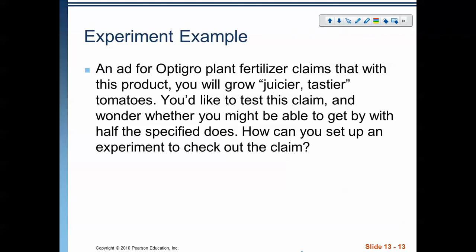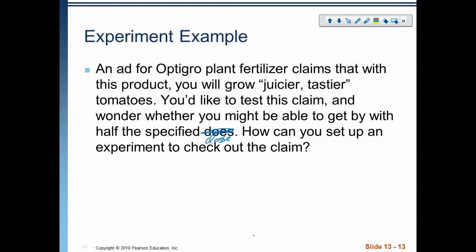So, an ad for Optigrow plant fertilizer claims that with this product, you will grow juicier, tastier tomatoes. You'd like to test this claim, because obviously Optigrow is going to say that, so we want to test that claim. And you wonder whether you might be able to get by with half the specified dose. That should say dose, right? Ignore that. It says dose. Half the specified dose of Optigrow. How can you set up an experiment to check out that claim?